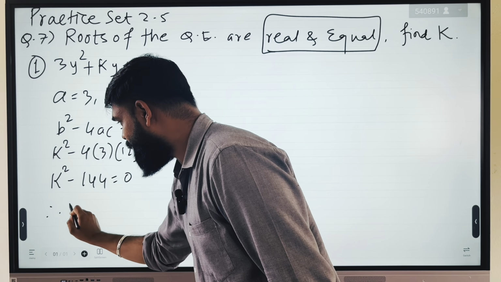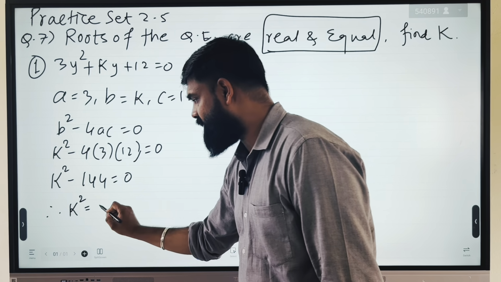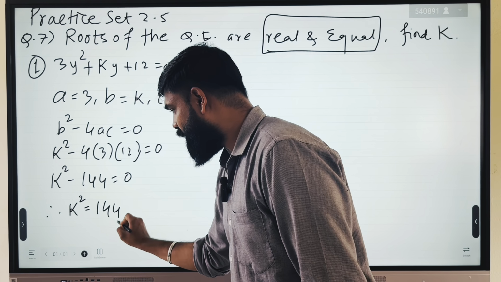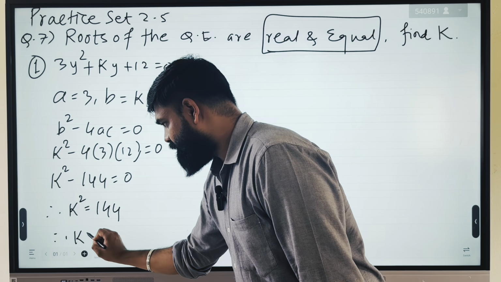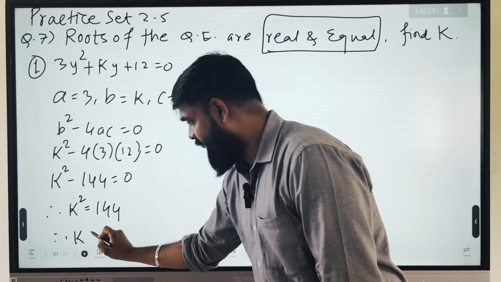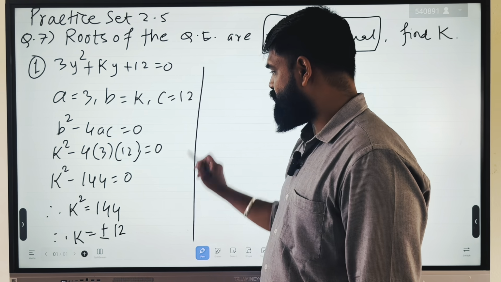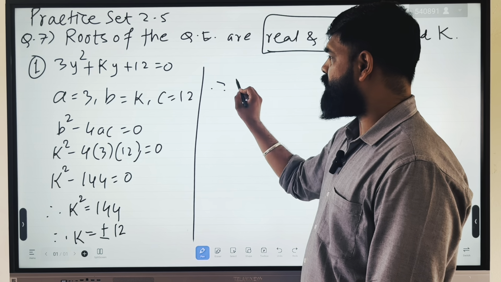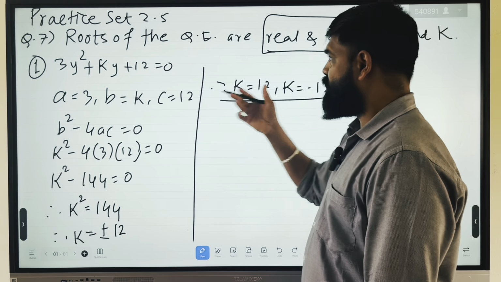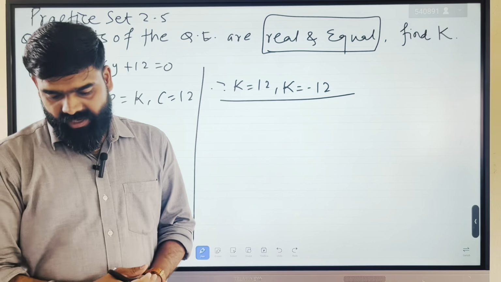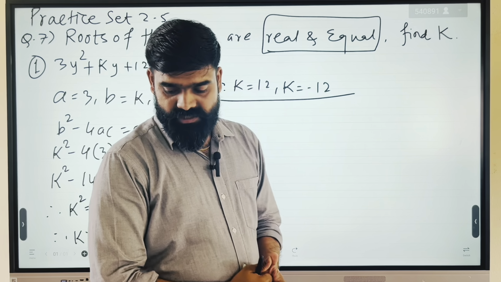So let us simplify this k square. This 144 will come to the right hand side, and that will become positive 144. Therefore, taking the square root of both sides, the square root of k square is k, and we will have two values here, plus 12 and minus 12. So we have two roots, k is equal to 12 and k is equal to minus 12. So this was the value of k in this case. We have two values, k is equal to 12 and k is equal to minus 12.